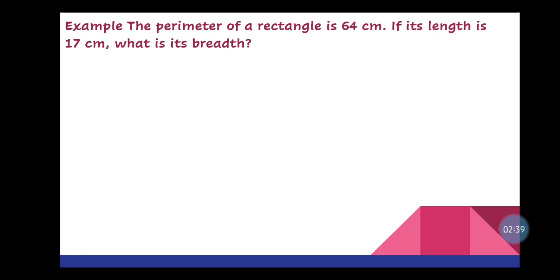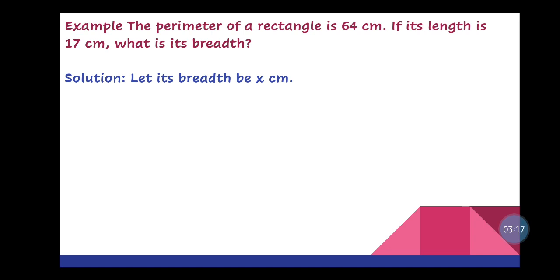Let us see an example which is there already in your textbook on page number 80. The perimeter of rectangle is 64 centimeter. If its length is 17 centimeter, what is its breadth? So here the perimeter of the rectangle is already given to you and length of the rectangle is given as 17 centimeter. So we need to find the breadth. We will be taking the help of the formula of perimeter of rectangle. So let's start with our sum.